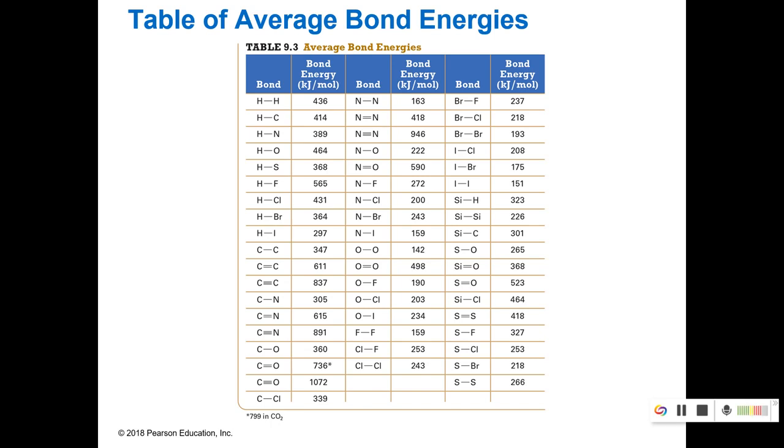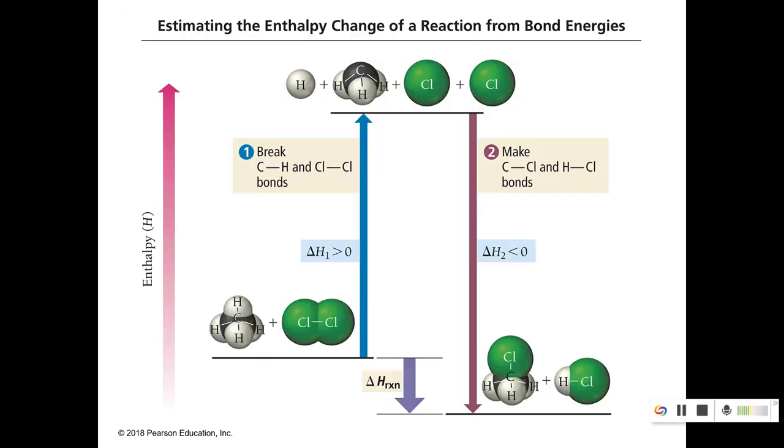Okay, here's an average table of bond energies. I would suggest you either have this page readily available. I am also going to post one. The biggest thing on this page is that you note that CO2, specifically CO2, those double bonds are 799. Normally, a double bond of CO is 736. So you just need to keep that in mind. So here we're showing as we break the bonds in methane and chlorine, we break them and then we form new ones.